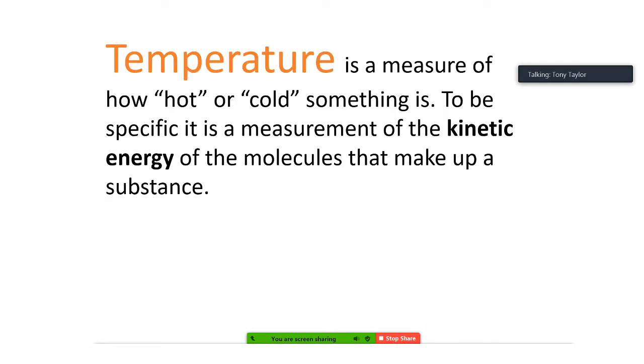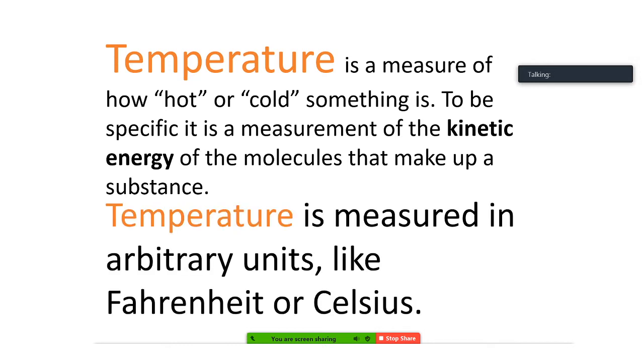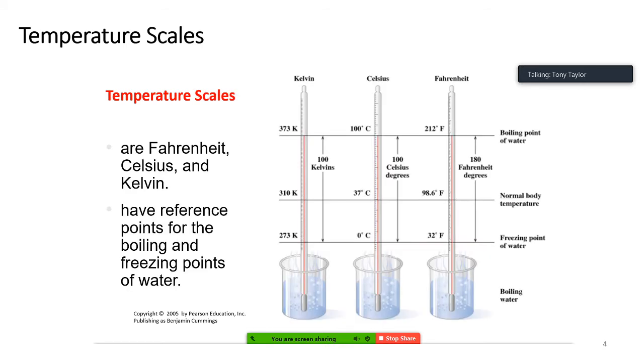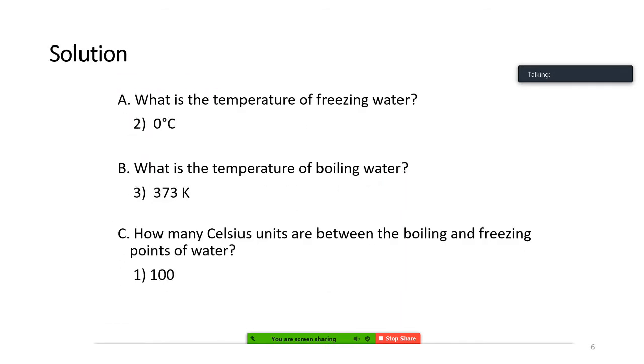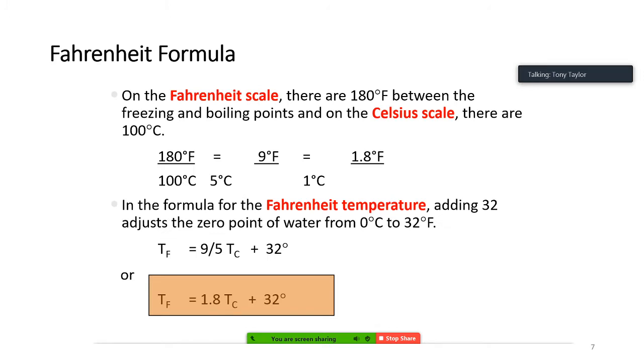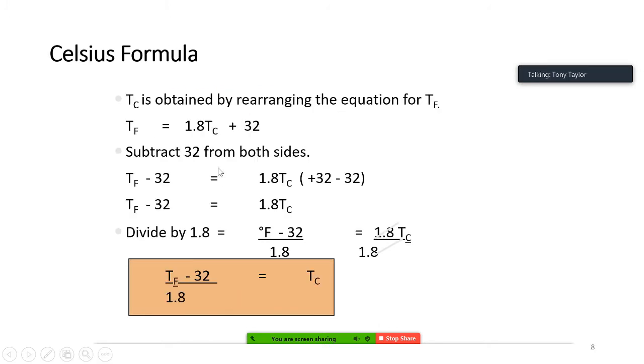Okay, so we've already covered what temperature is. Temperature is a measurement of how hot or cold something is. To be specific, temperature measures the average kinetic energy of the molecules that make up a substance. Temperature can be measured in units like Fahrenheit or Celsius. We can also measure temperature in Kelvin, which we're going to talk more about next week. We're going to focus more on Fahrenheit and Celsius next week.